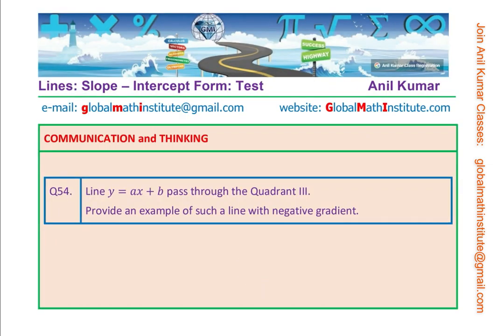Question number 54 here is, it's a communication thinking question. Line y equals to ax plus b pass through the quadrant 3. Provide an example of such a line with negative gradient. Let's try to understand. We are saying quadrant 3 means which quadrant? So that is your quadrant 1, this is 2, and that is 3. Correct? So you're going through quadrant 3. Provide an example of such a line with negative gradient.